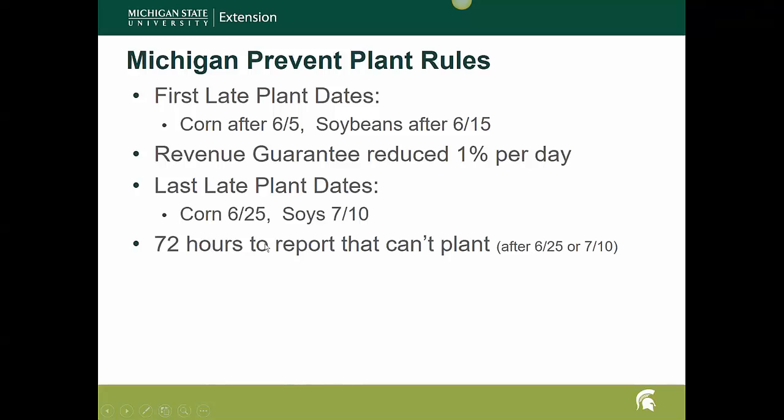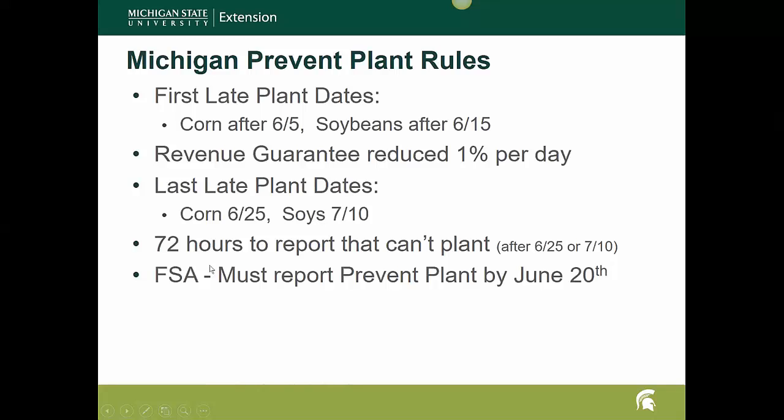Here are some little rules. There's a 72-hour window to report that I can't plant. That's to the crop insurance agent. That's after the 6/25 date or the 7/10 date. So we've got lots of time to report that you can't plant, but there's a catch here. The FSA, you must report prevent plant to them by June 20th. So we've got two different dates here. They're conflicting with each other in terms of when you must report when you're late on a prevent plant. So the answer is that's the FSA on the 20th.